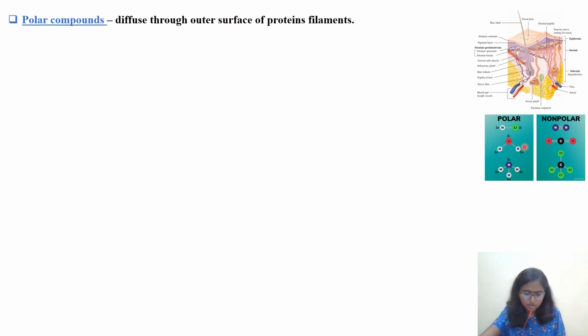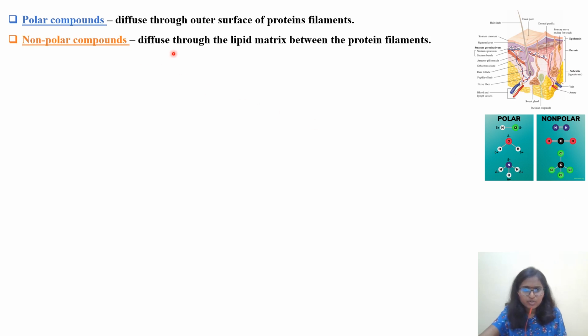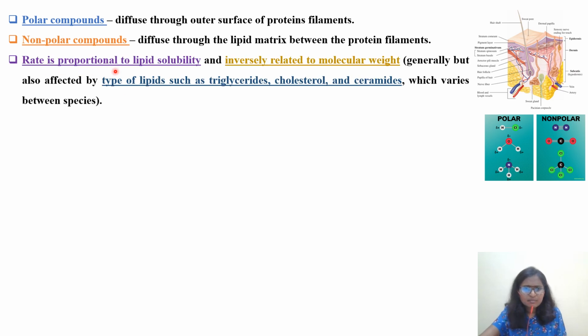First you have to understand what polar and non-polar components are. Polar components depend on the charge of the particles, which is unequally distributed, so they have negative and positive ends, whereas in non-polar components the negative and positive charges are equally distributed. This nature of the chemical decides whether a substance diffuses at a faster or slower rate. Polar compounds diffuse through the outer surface of protein filaments. Non-polar compounds diffuse through the lipid matrix, the phospholipid bilayer between the protein filaments. The rate is proportional to lipid solubility and inversely proportional to molecular weight.